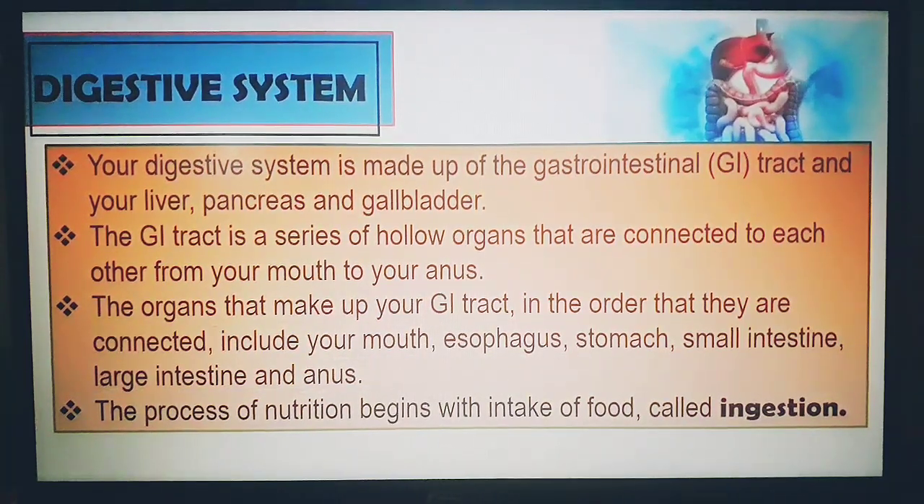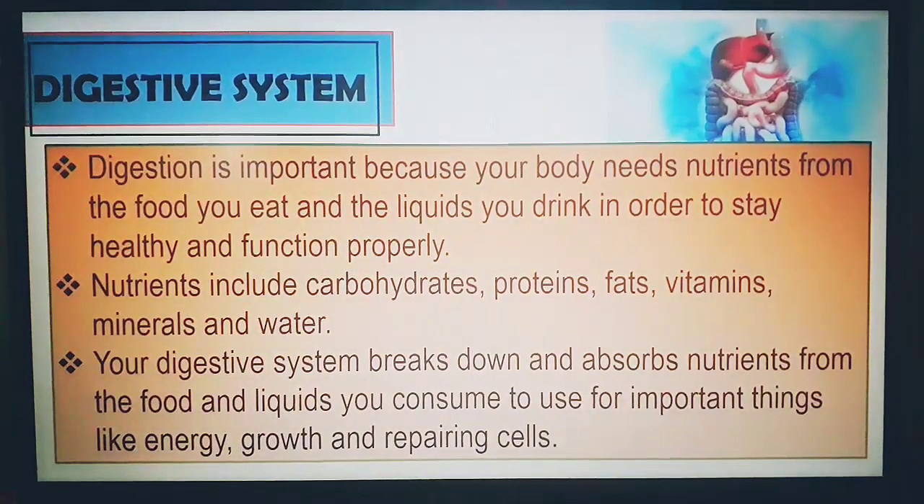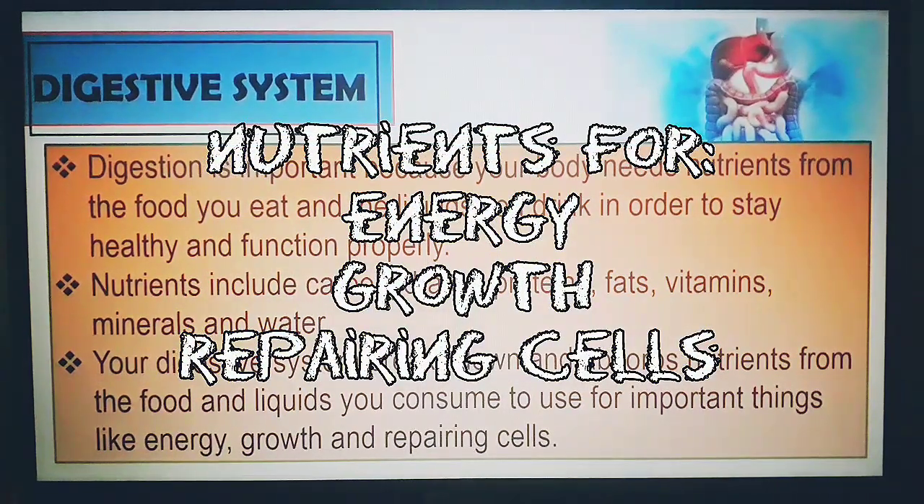The process of nutrition begins with intake of food, called ingestion. Digestion is important because your body needs nutrients, and nutrients include what we eat: carbohydrates, proteins, fats, vitamins, minerals, and water. Your digestive system breaks down and absorbs nutrients from the food and liquids you consume to use for important things like energy, growth, and repairing cells.